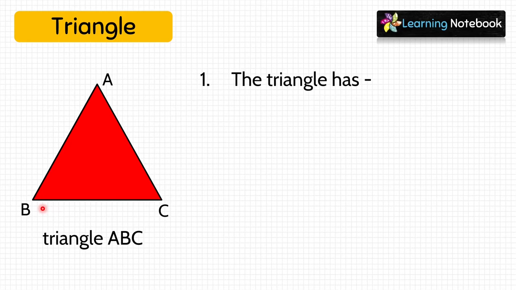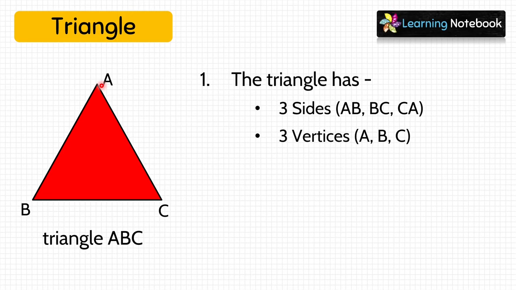Next, a triangle has three sides. Like here, we have three sides AB, BC and CA. Then a triangle has three vertices, or we can call it three corners. Like here, three vertices are A, B and C.